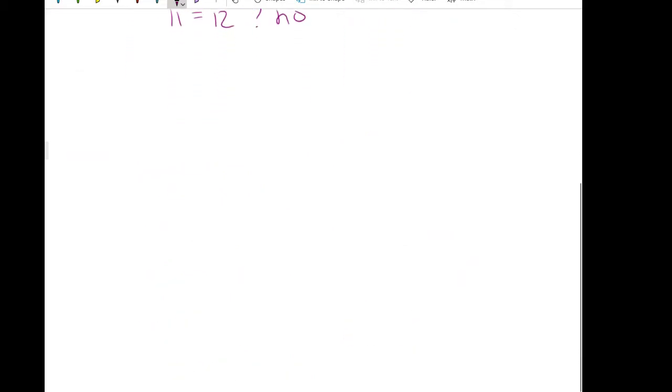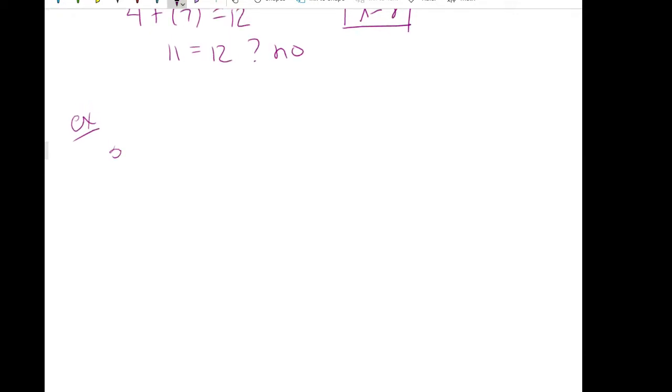Let's try another one. 5x equals 30. Let's use the values 3, 6, and 9. Remember, I'm going to make the replacement here. So anywhere I see an x, I'm going to substitute with 3.